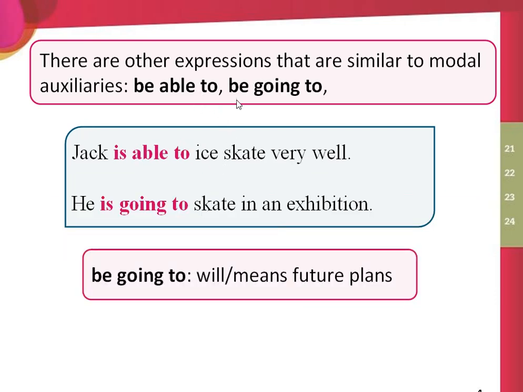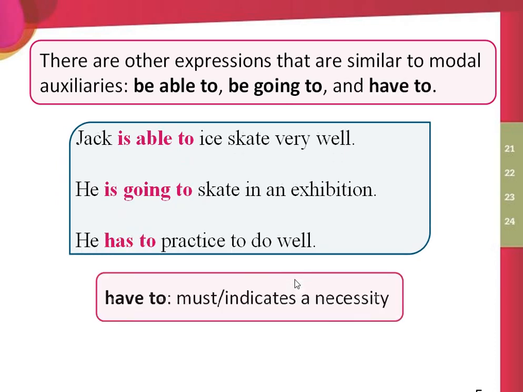Also, in addition to be able to, we can use another expression, be going to. And this expression is also similar to modal auxiliaries. We have the example here: he is going to skate in an exhibition. Notice that here we also have to use the verb to be. Be going to and the verb, okay? Be going to, which is equal to will, means future plans.